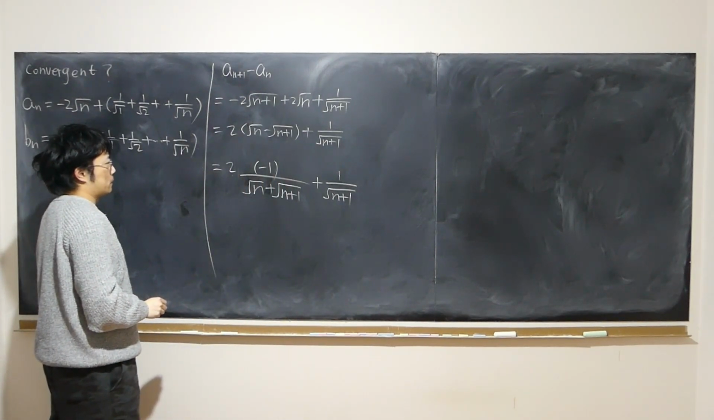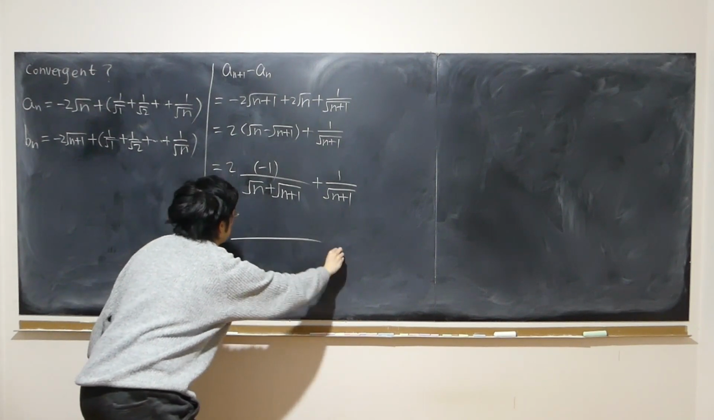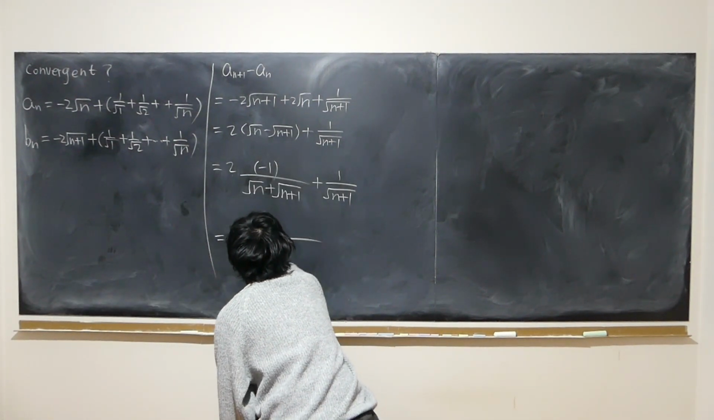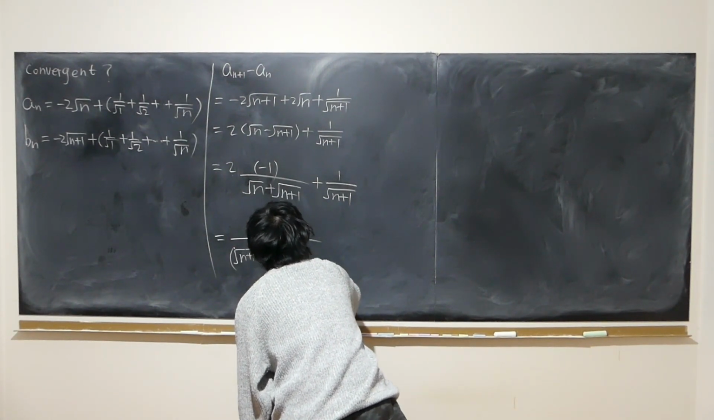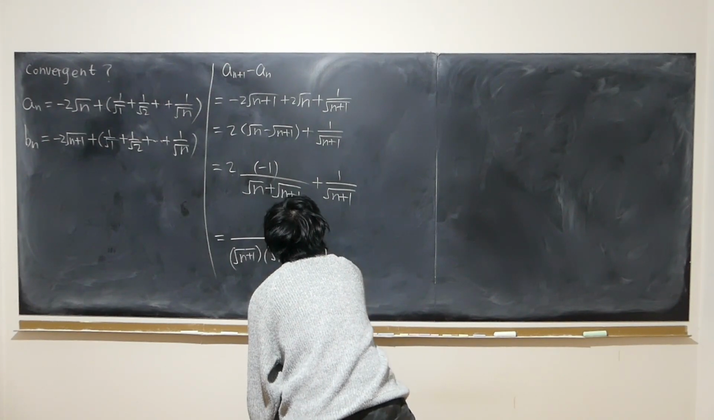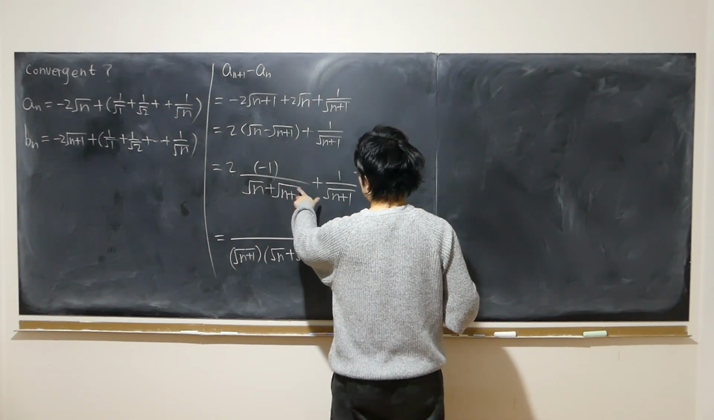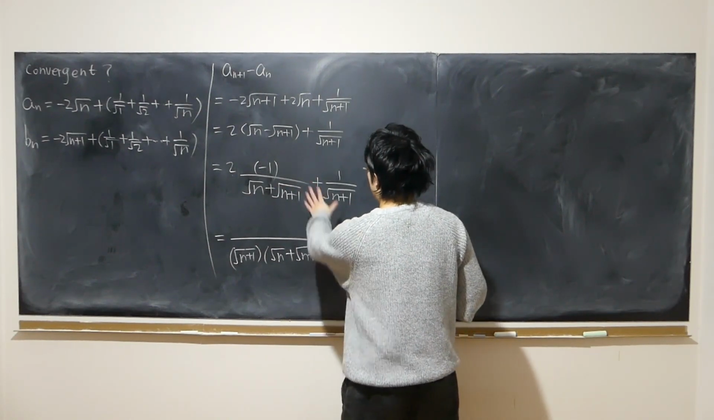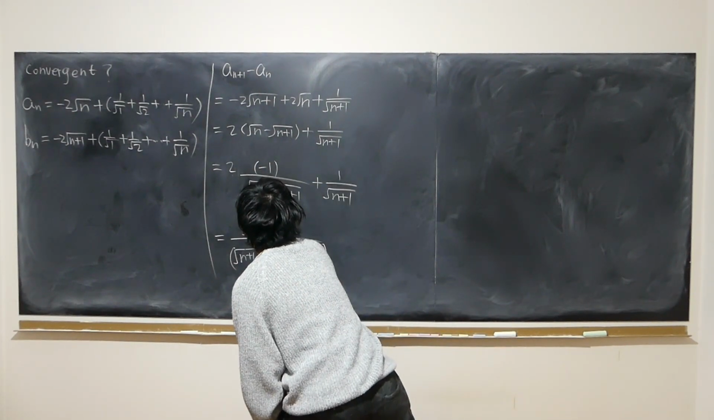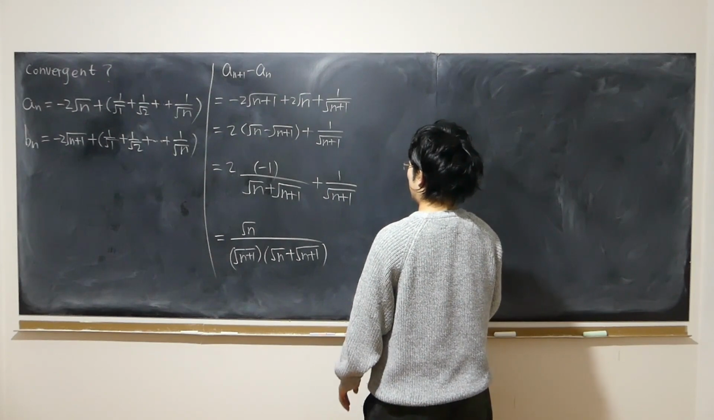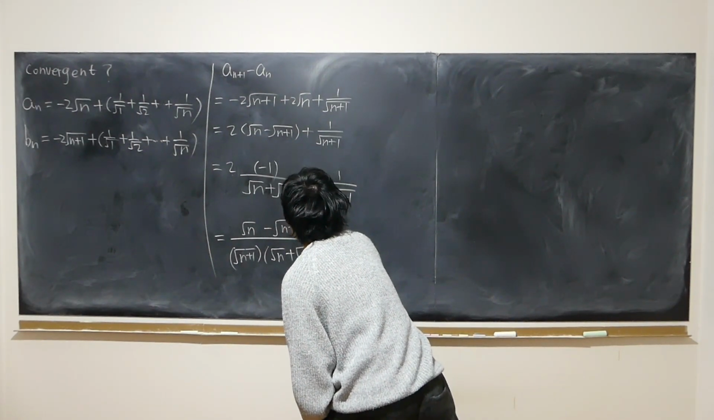This time, I just take the common denominator. That is just the square root of n plus 1 times the square root of n plus the square root of n plus 1. What do I have on top? The square root of n, plus minus twice the square root of n plus 1. I have exactly the square root of n minus the square root of n plus 1.